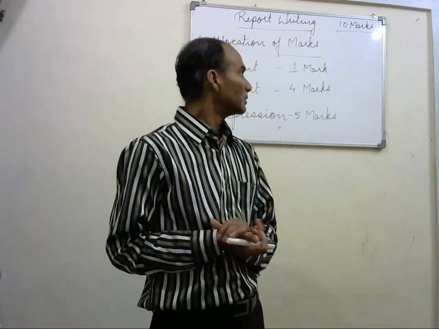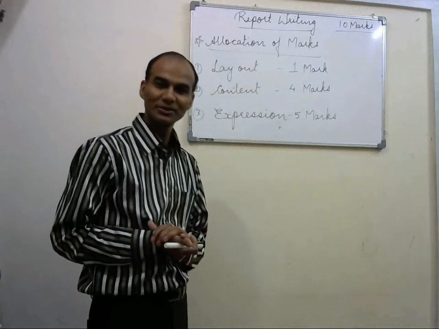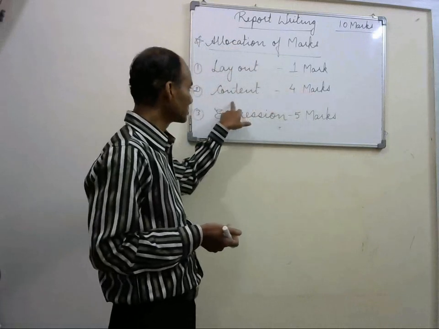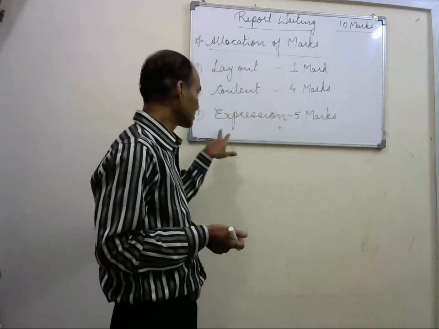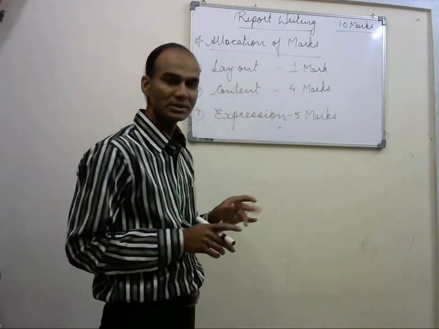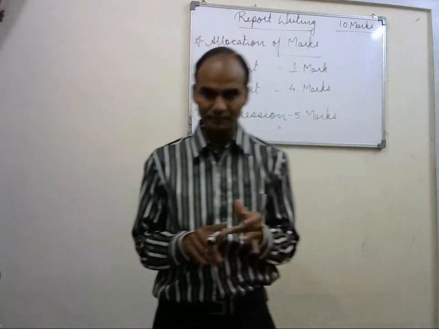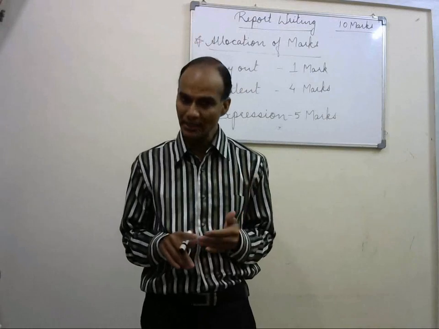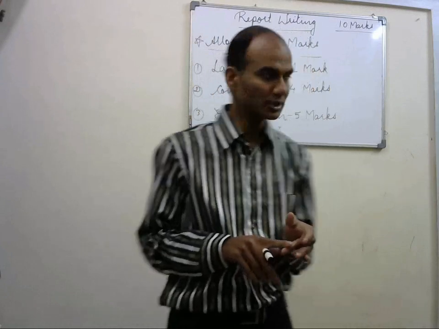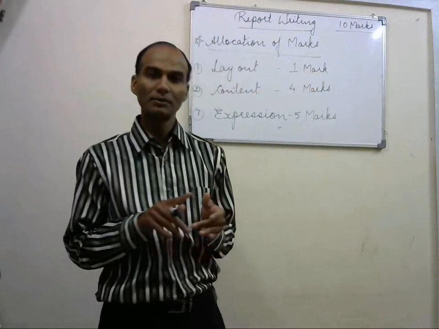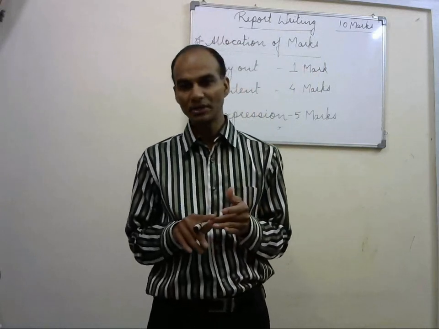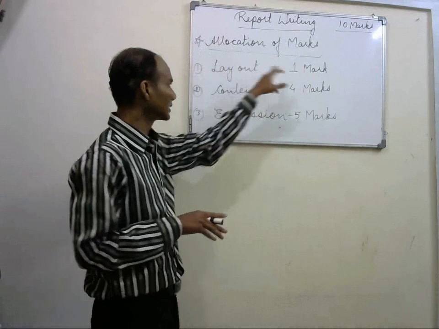So let's see what is the allocation of marks. Layout, 1 mark. Content, 4 marks. Expression, 5 marks. So your layout means the title of the report and the byline. Byline means the name of the correspondent, the name of the reporter, and place and date of the incident happened. So for this you will get 1 mark.